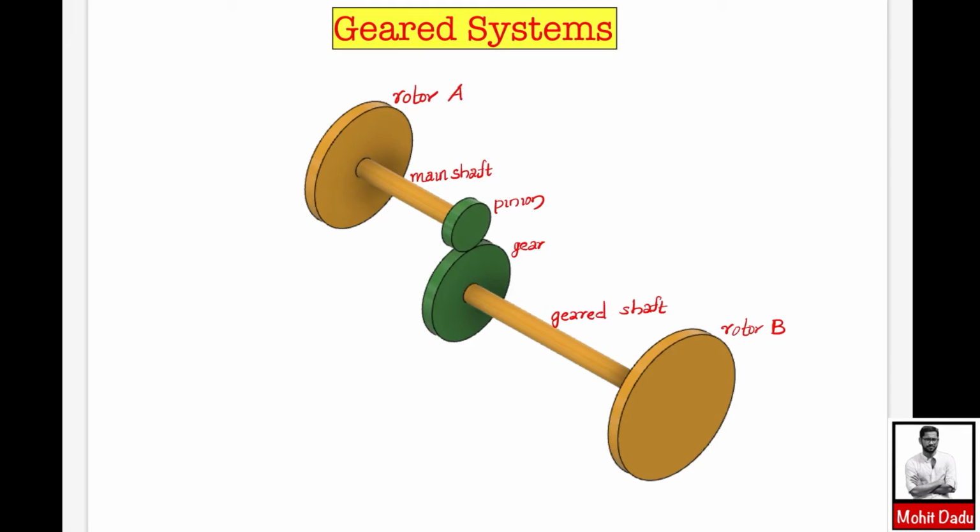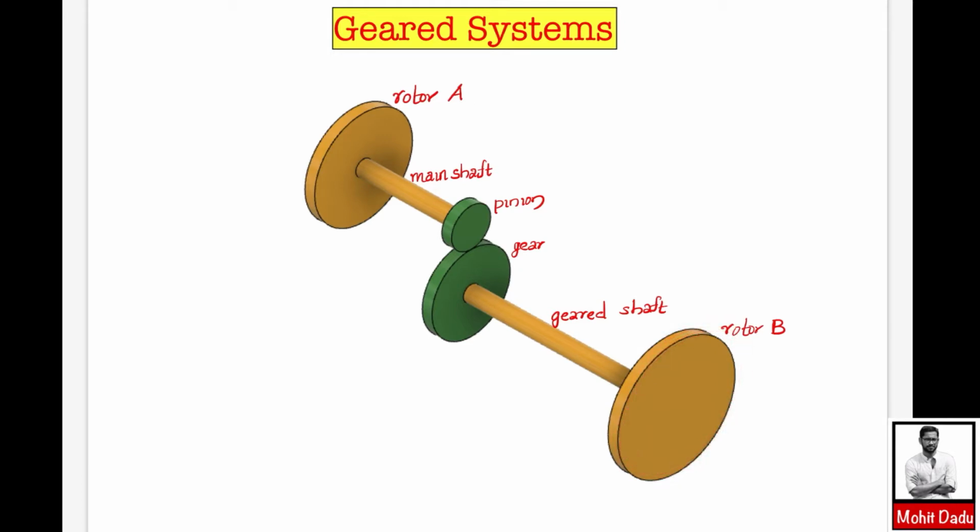And here, if you observe, there is a main shaft with the rotor at one end and the other end carrying the pinion. The pinion is the smallest of the gears in meshing, and this pinion meshes with the gear, and this gear is at the end of the geared shaft, that is the second shaft. At the end the rotor B is coming.